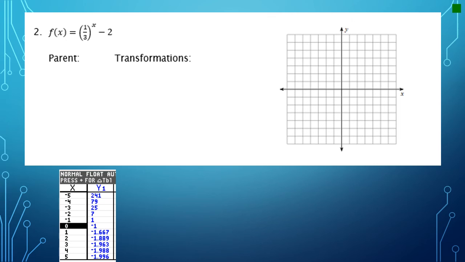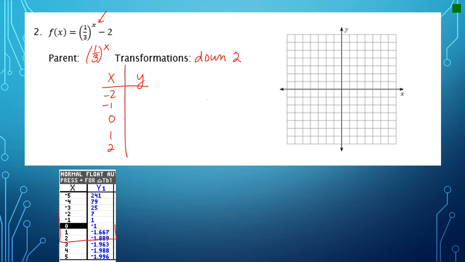The parent function of this graph would be 1/3 to the x. The transformations occurring to this graph, there's only one. This graph is being shifted down 2. To make my table, remember that our h value is going to determine the middle of our table. In this problem, there is no h value. That means the middle of our table will be at 0. And then I want 2 below, 2 above. So it's kind of our standard numbers that we always use.